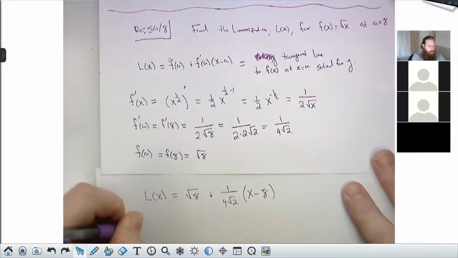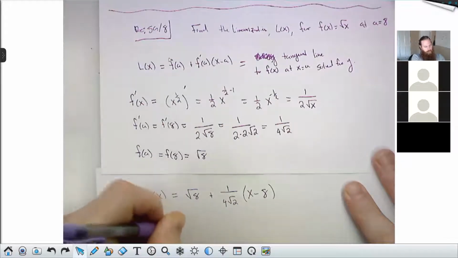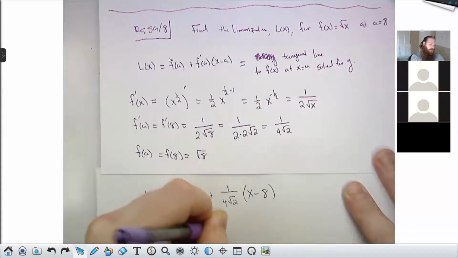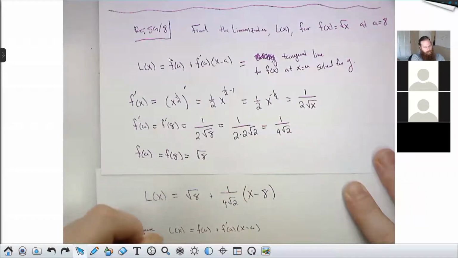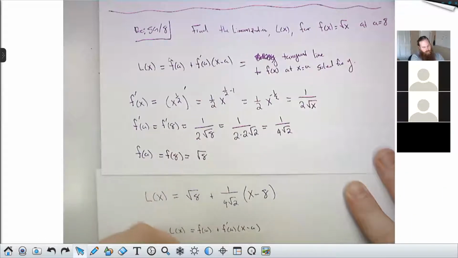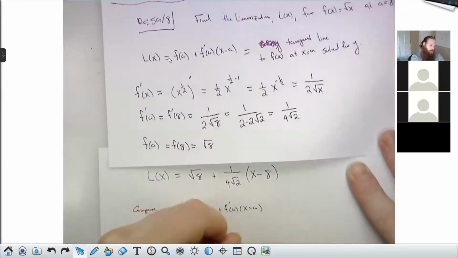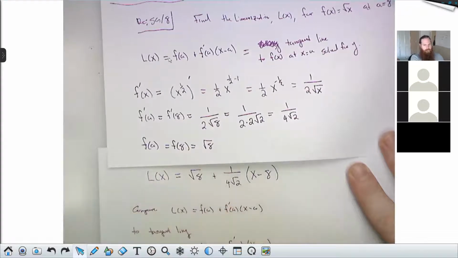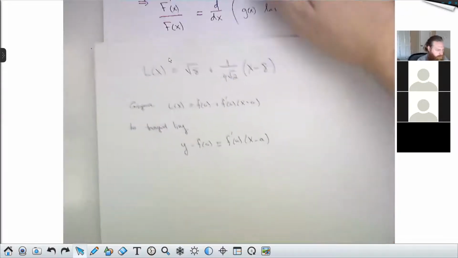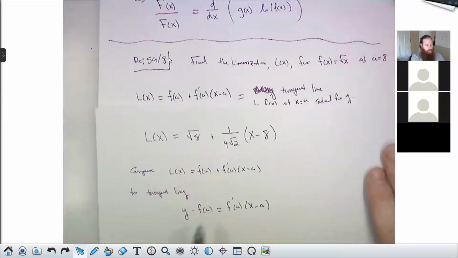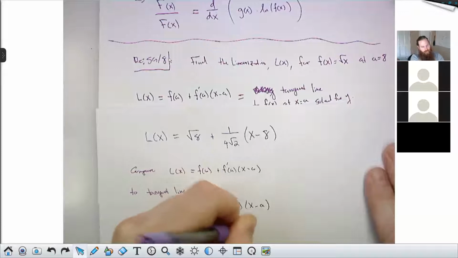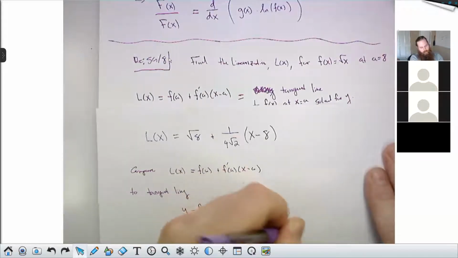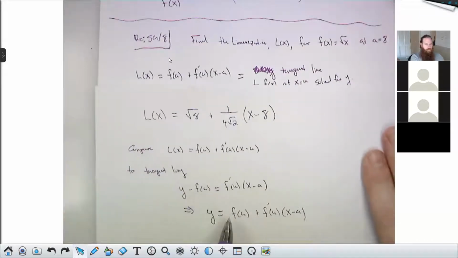So compare the linearization formula, L of x is f of a plus f primed of a times x minus a, to the tangent line formula, which is y minus f of a equals f primed of a times x minus a. If you compare these things, you see that they're really the same, right? If you add this f of a over here, you get this thing. This literally is y equals f of a plus f primed of a times x minus a, which is L of x.